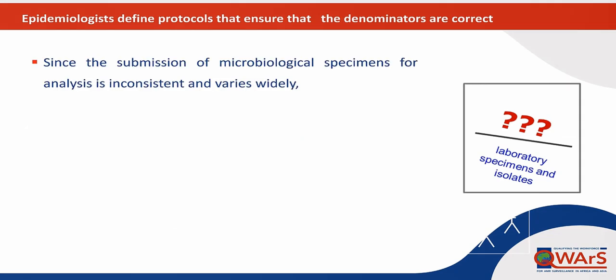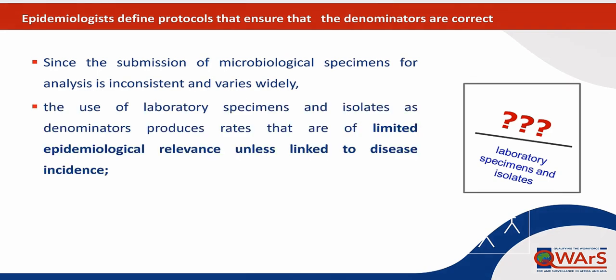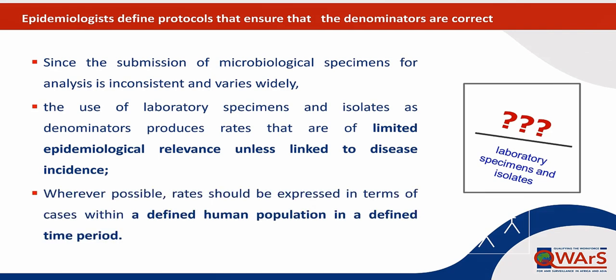Epidemiologists support the development of protocols that ensure that the denominators are correct. Since the submission of microbiological specimens for analysis is inconsistent and varies widely, the use of laboratory specimens and isolates as denominators produces rates that are of limited epidemiological relevance unless linked to disease incidence. Wherever possible, rates should be expressed in terms of cases within a defined human population in a defined time period.